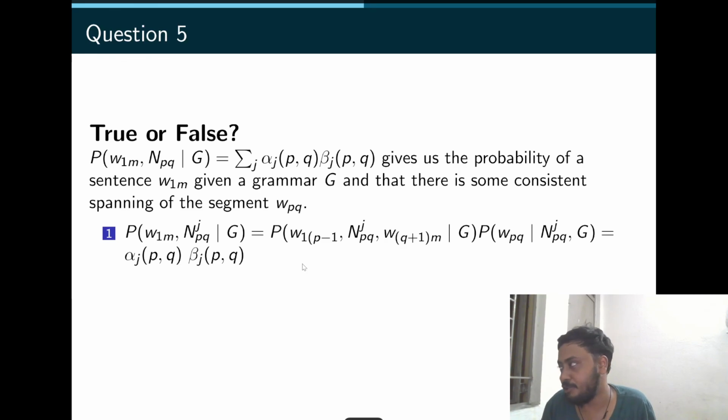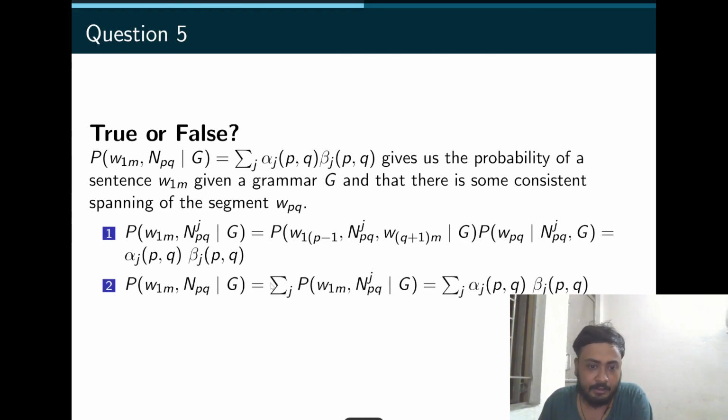The j's are all the possible non-terminals which can be placed in this position between p and q, or which non-terminal leads to the string Wpq. If we sum over all the j's, then we get this. The probability of Npq requires looking at the individual probabilities of all non-terminals which can reduce between p and q. So we sum over all j, and that gives the statement given in that question. So this is true.